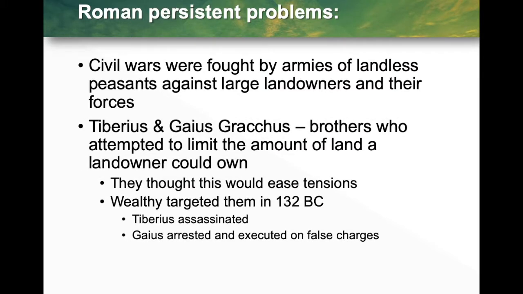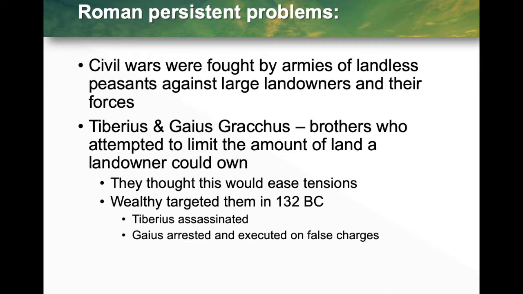So what happened was there were these two brothers, Tiberius and Gaius Gracchus, brothers who attempted to limit the amount of land a landowner could own. So just in your imagination, how well did that go over? Well, it didn't go over very well at all. They thought they could ease the tensions, but really all they did was make themselves targets. And in 132 BC, Tiberius was assassinated and Gaius was arrested and executed on false charges.